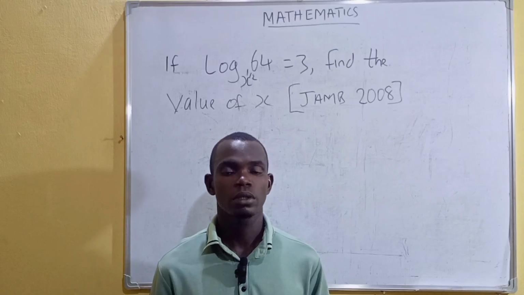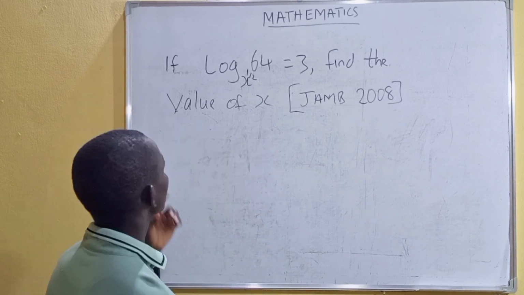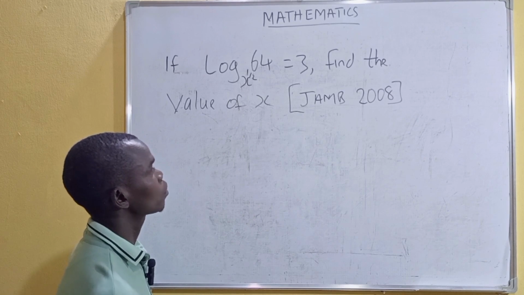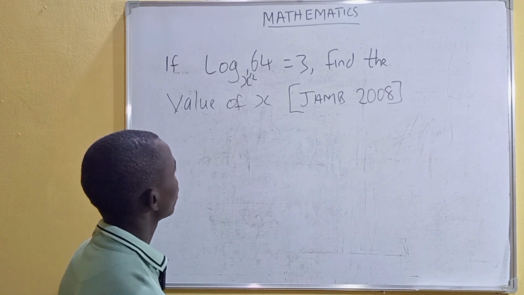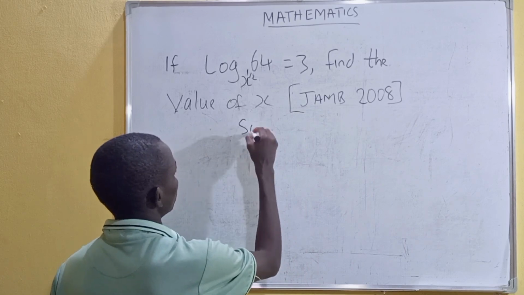Let's look at this January 2008 question on logarithm. If log 64 with base s raised to the power 1 over 2 equals 3, find the value of s. Solution.